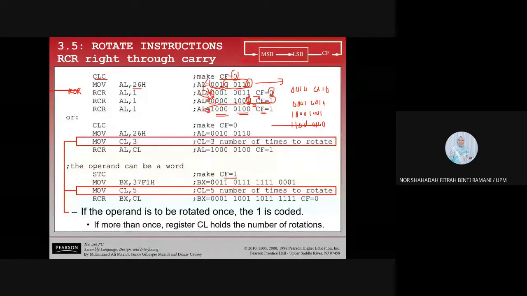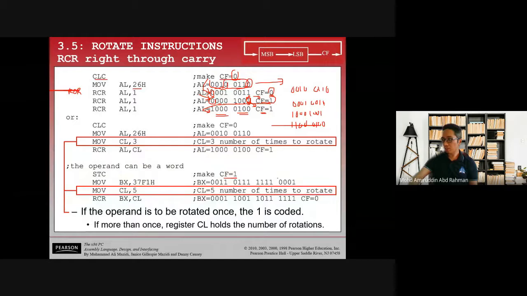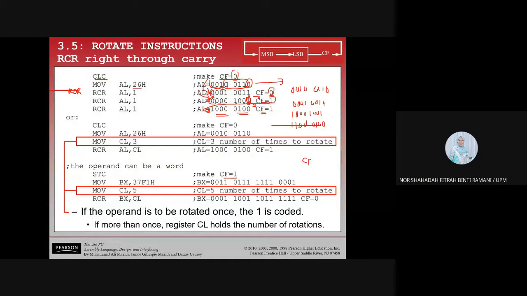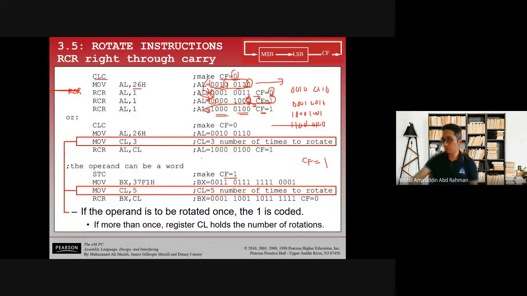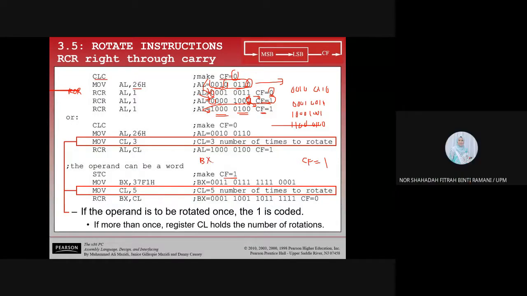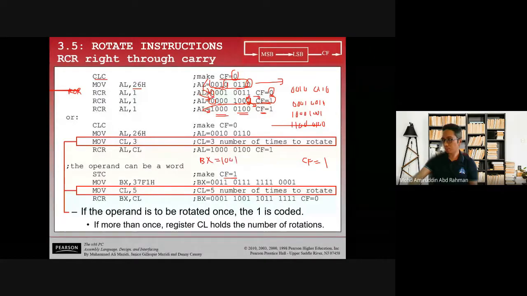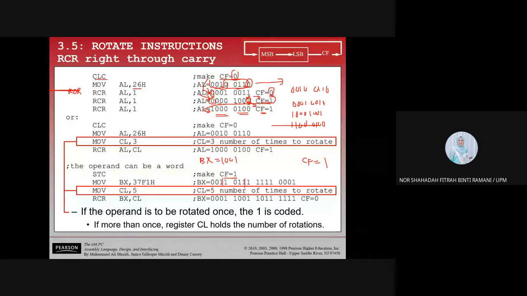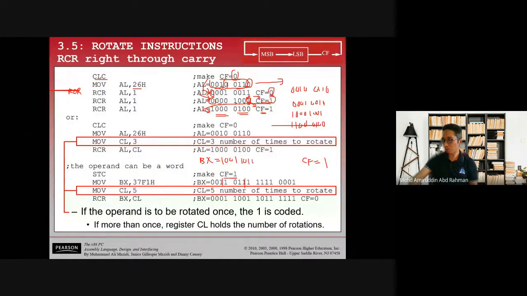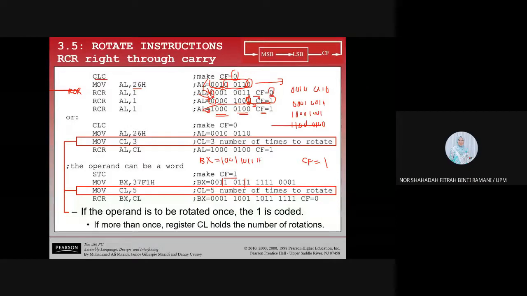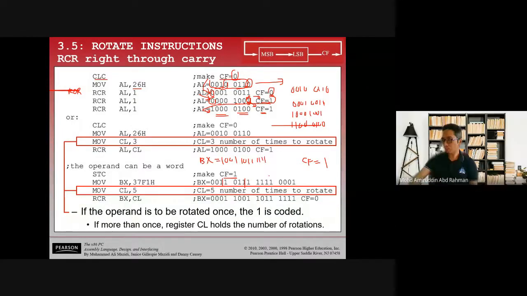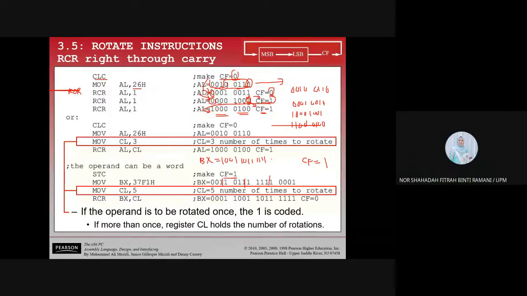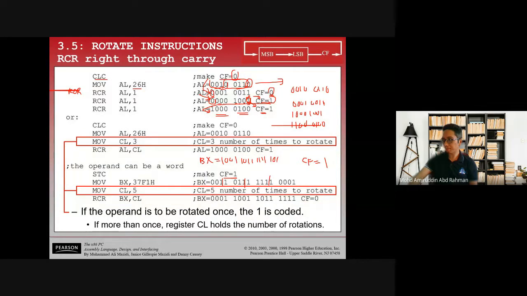What's the CF for the first time? CF equal to 1. Okay, good. And then BX? 1001. 1 0 0, okay, good. 1 0 1 1, okay, good. 1 1 1 1. Okay, good. 1 0 0 0. Okay, good. That's correct. Thank you, Shahada. All right, so next one.